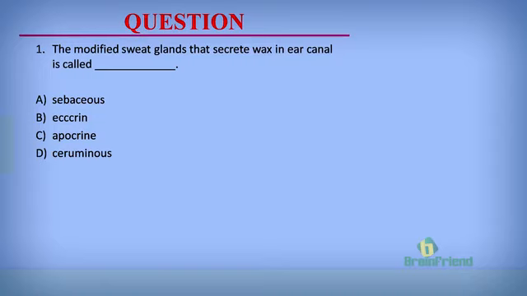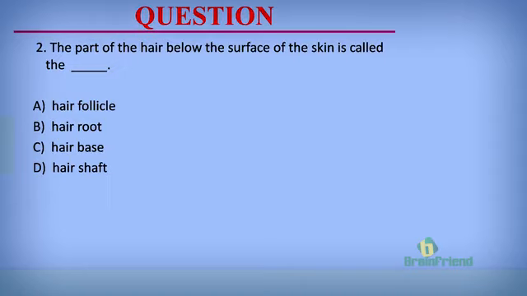To find out how well you've learned from today's class, I'd like you to take this question. The modified sweat glands that secrete wax in the ear canal of mammals is called dash. Remember? So there are certain kinds of sweat glands that are found in specific areas of the skin, which includes the ear. A. Sebaceous gland. B. Eccrine gland. C. Apocrine gland. And D. Ceruminous gland. The correct answer here is option C. Apocrine gland. They secrete oily substances in the areas where they are found.